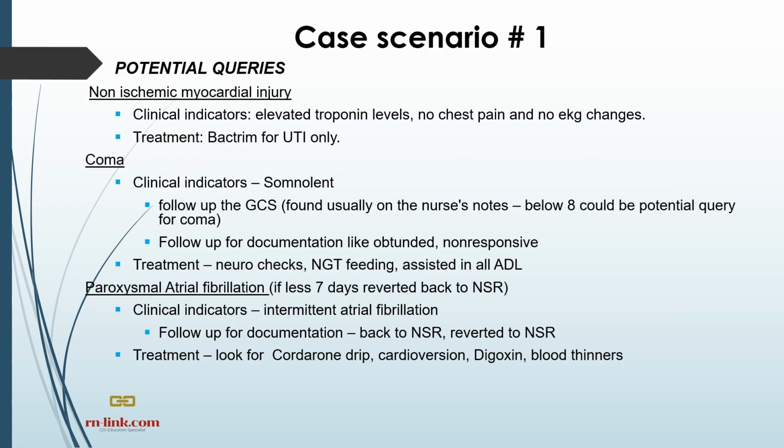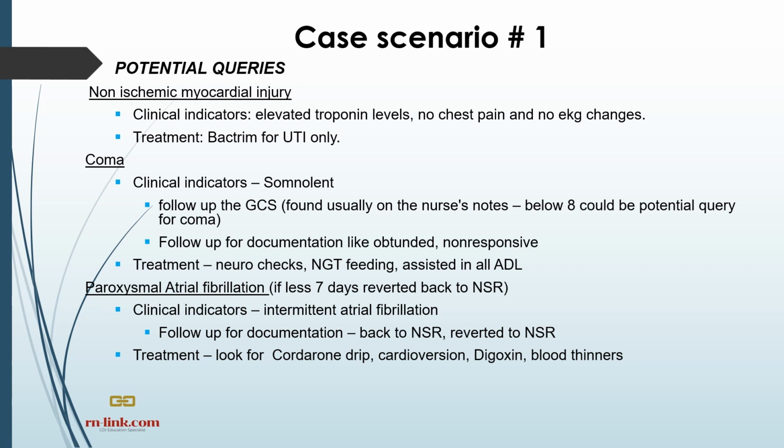Potential queries. Non-ischemic myocardial injury. Clinical indicators: elevated troponin levels, no chest pain and no EKG changes. Treatment: Bactrim for UTI only. Coma. Clinical indicators: somnolent. Follow up the GCS, usually found in the nurse's notes; below 8 could be a potential query for coma. Follow up for documentation like obtunded, non-responsive. Treatment: neuro checks, NGT feeding, assisted in all ADL.